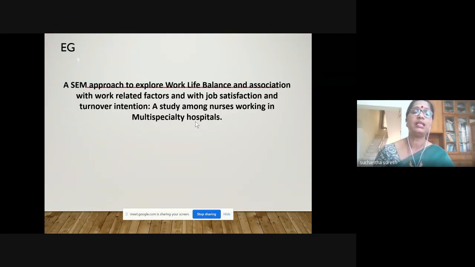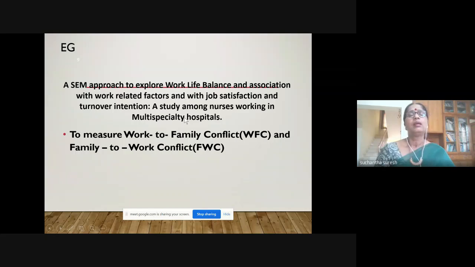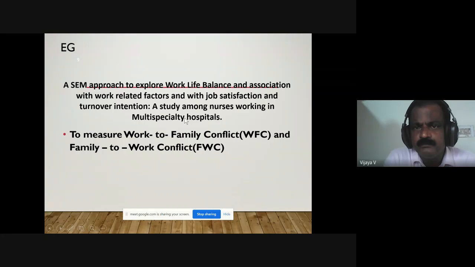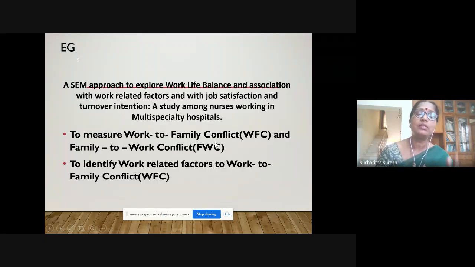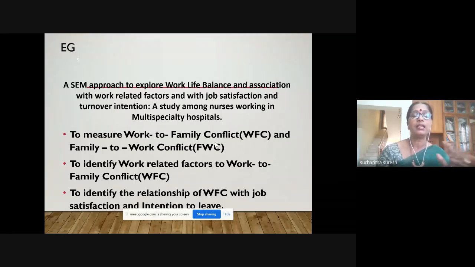So this is a study I've done, and it has been published, though not in a very good journal. What are the objectives I've taken? The first is to measure work to family conflict and family to work conflict, which together are called work-life balance. The second is to identify work-related factors of work to family conflict. Next, to identify the relationship of WFC, that is work family conflict, with job satisfaction and the intention to leave the job.